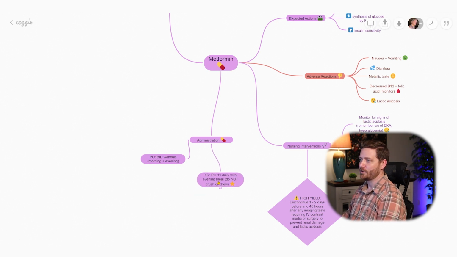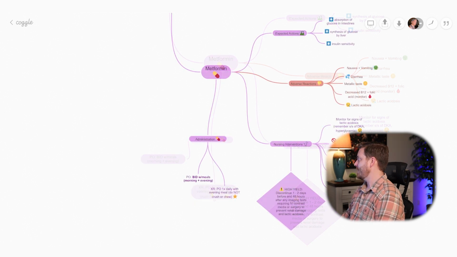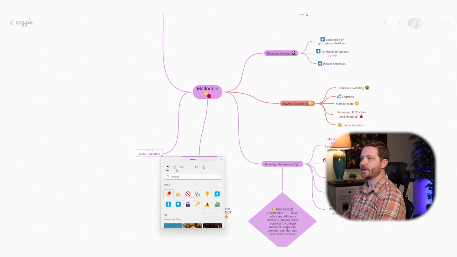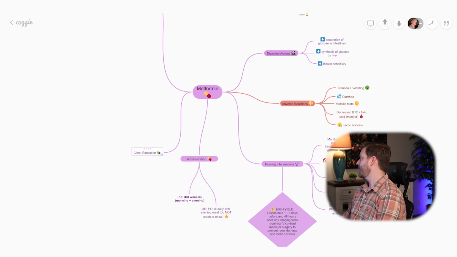And you don't want to crush or chew that, obviously. That's our administration. Now let's plug in our client education concerning metformin and those things that you're going to need to talk to them about. And we'll put the books there. And I'm going to go ahead and just paste in our slide here.